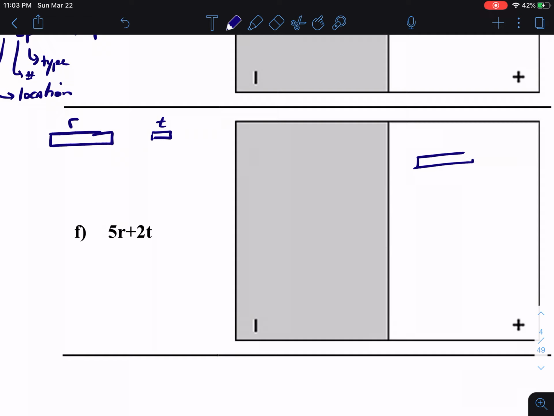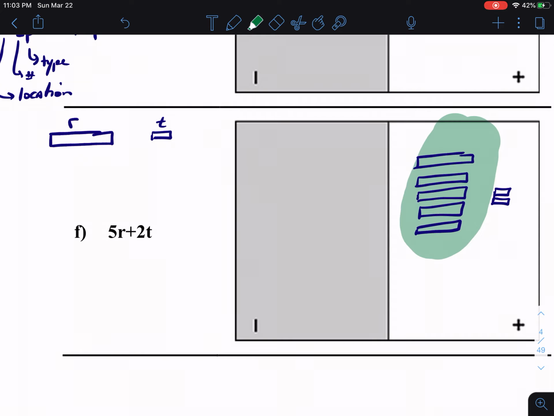So we'll have 5 of the longer rods and we'll have 2 of the shorter rods. All right. And again, forgive my inconsistency in size, but generally you can see that these are the longer rods, those are the 5 r's, and these are the 2 t's.